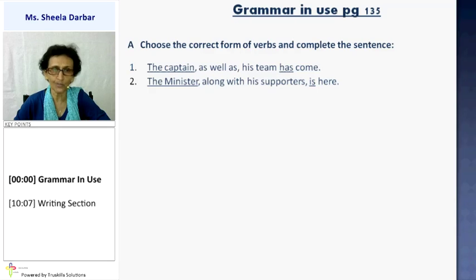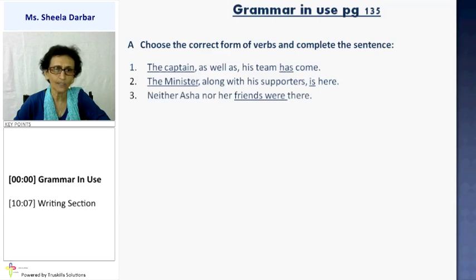Now in the first sentence you can read it like this. The captain has come. So though captain and team both are there, the word has is associated with captain. In the second one, the minister is here along with his supporters. So though supporters is plural, we have used the word is, and is related to minister. So keep this in mind and underline it so that it becomes easy for you to identify and write.